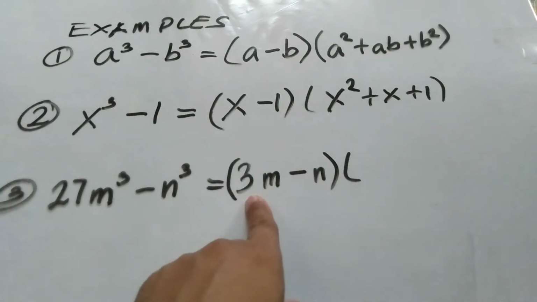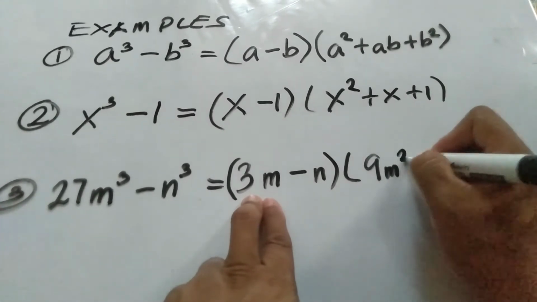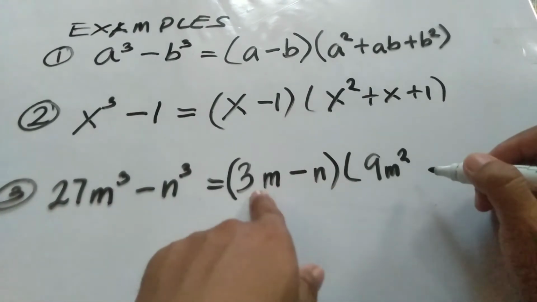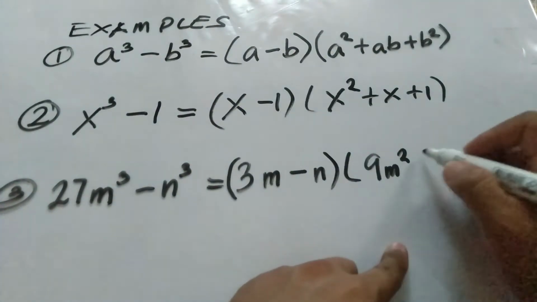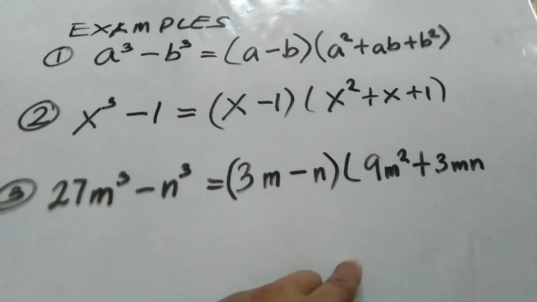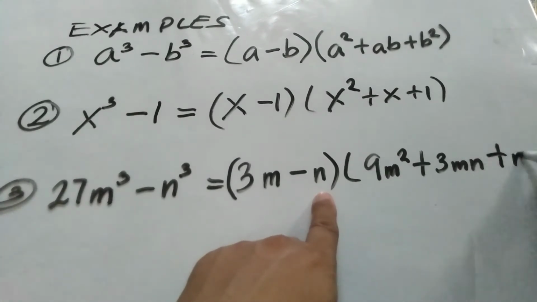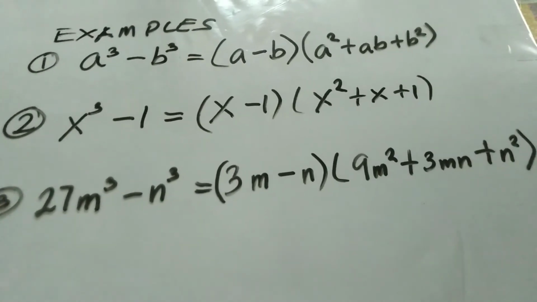Okay, square the first term. That is 9m squared. 3m squared is 9m squared. Next, 3m times negative n times negative 1. That is positive 3mn. And lastly, square the second term. So we have plus n squared. Ayan, parang medyo halos hindi na magkasya. Okay? So, ayan, nakikita pa rin po yung ating examples.